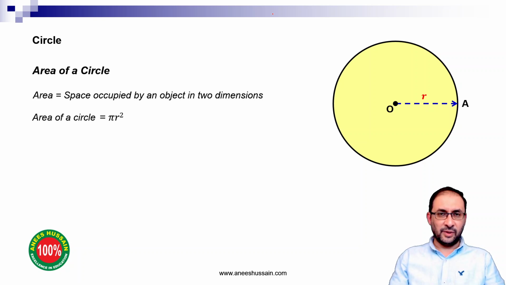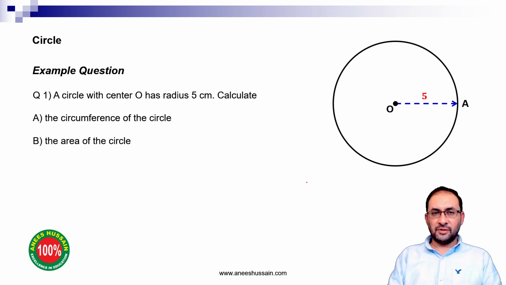Here's a sample question for you. The question says, a circle with center O has radius 5 centimeter. Calculate part A, the circumference of the circle, and part B, the area of the circle. I want you to try the question yourselves, so please pause the video, and once you're done, you can watch the solution.